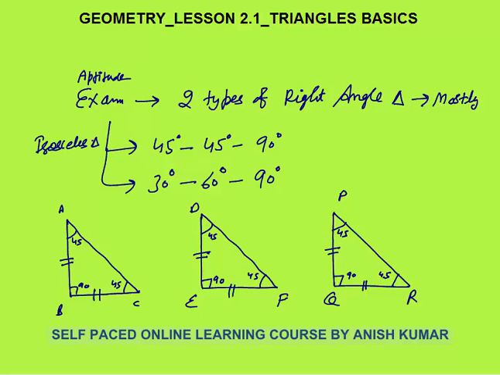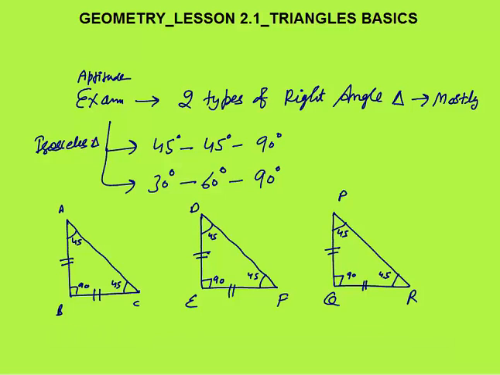Now, the objective is that if one side is given in a 45, 45, 90 degree triangle, you can always calculate the other two sides. For example, if this is x, this is x, the straight answer should be that this side is x root 2. Why so? By Pythagoras theorem, x square plus x square would be equal to AC square. So you will get AC equal to x root 2.